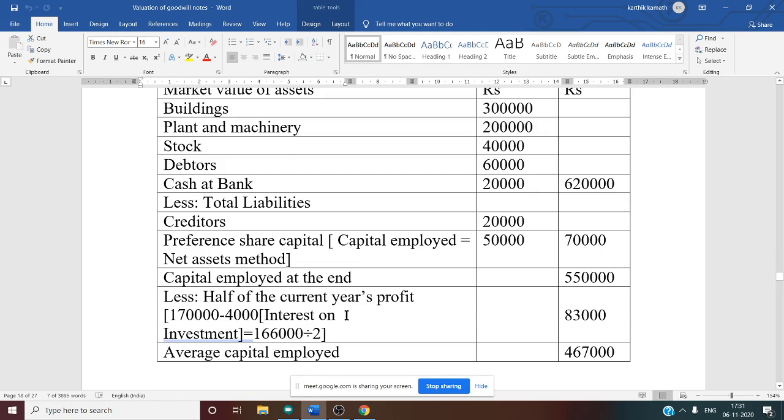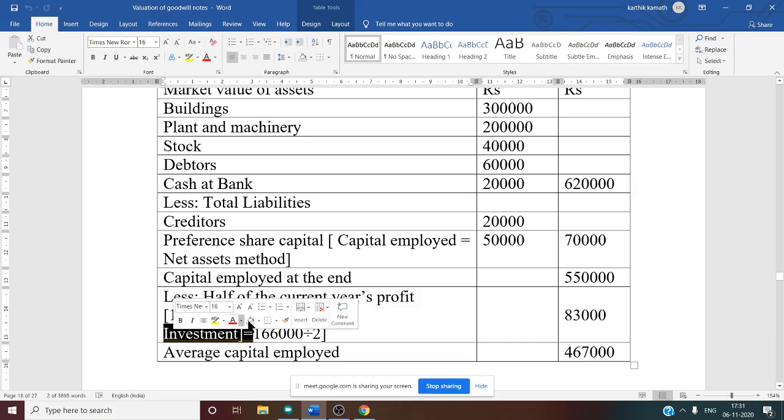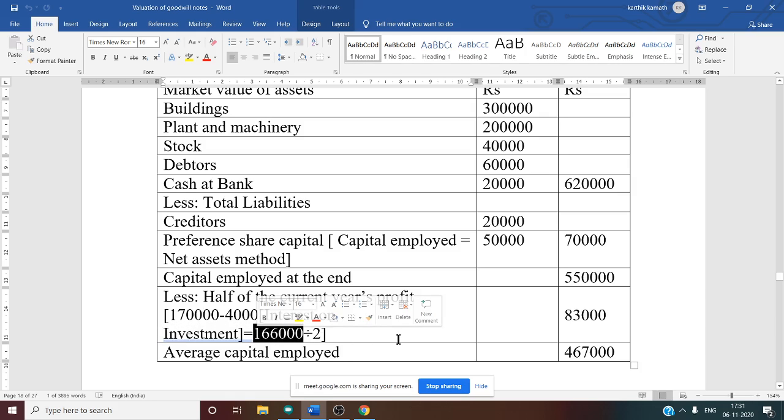non-business income, that is interest on investment, 4,000. How did we get 4,000? That is 50,000 into 8%, which we have already calculated. So you will get the current year profit as 1,66,000, but we want half of the profit. So 1,66,000 divided by 2, you will get 83,000 as half of current year's profit. Average capital employed is equal to capital employed minus half of current year's profit. 5,50,000 minus 83,000, you will get 4,67,000. This is average capital employed. Final answer as per this format.